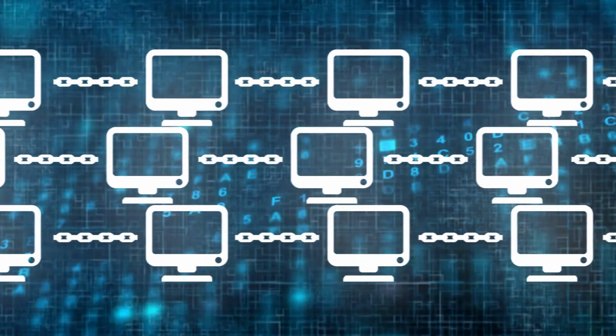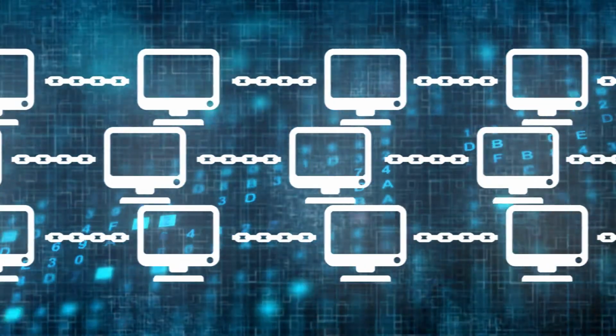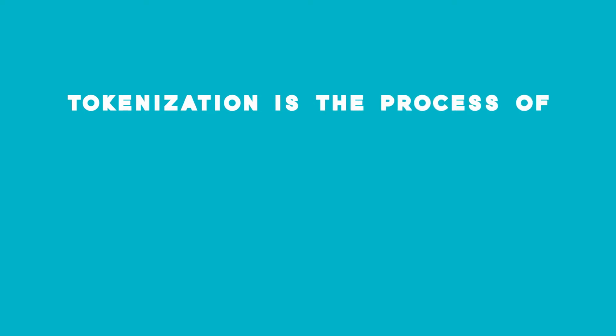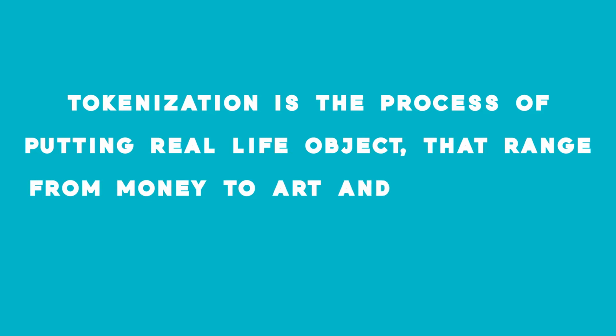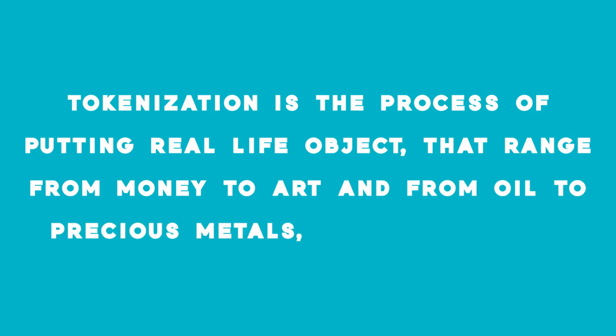Simply said, tokenization is programming tokens on a blockchain. But that might still be a little too broad and vague for you. What you could also say is that tokenization is the process of putting real-life objects that range from money to art and from oil to precious metals on a blockchain, giving actual worth to digital codes.